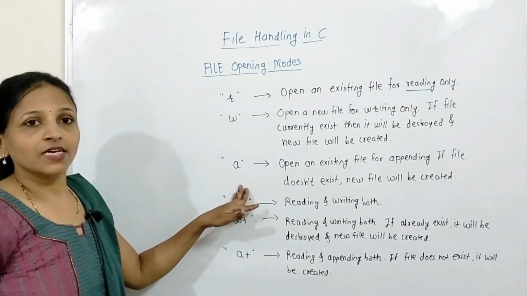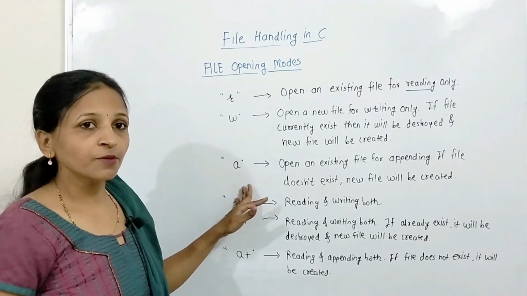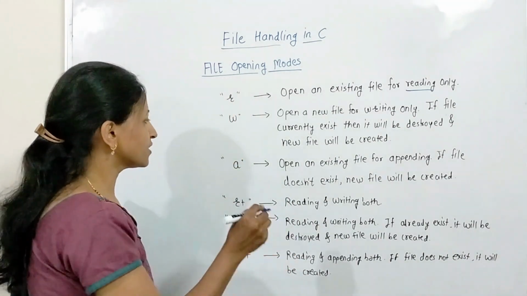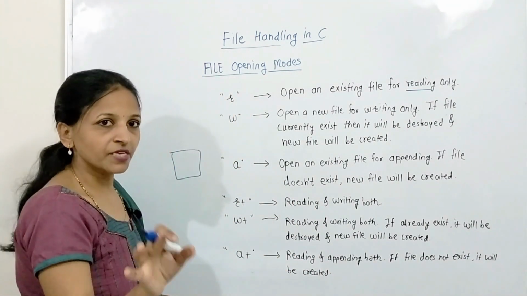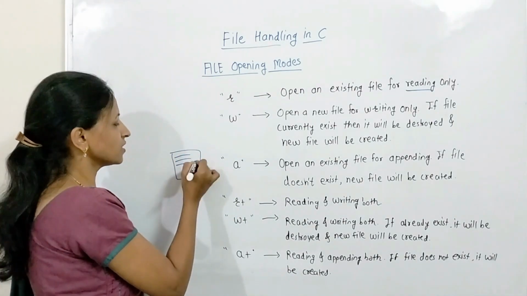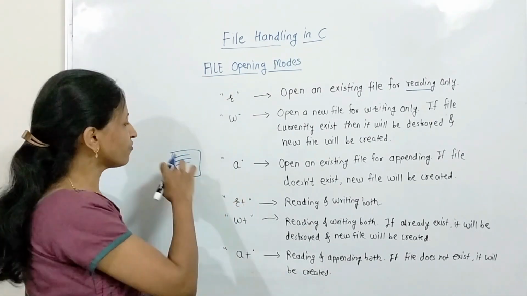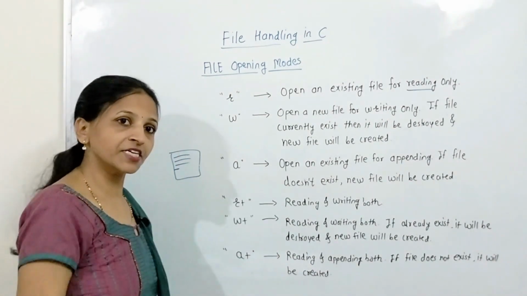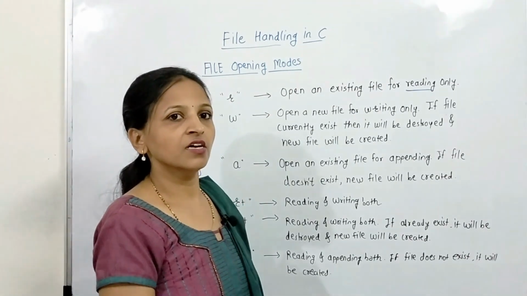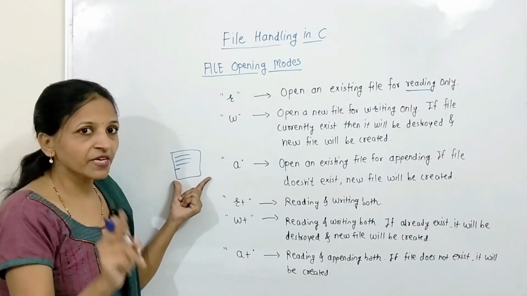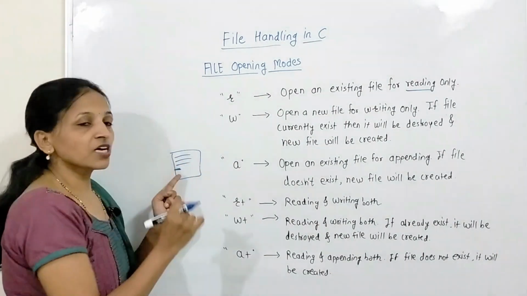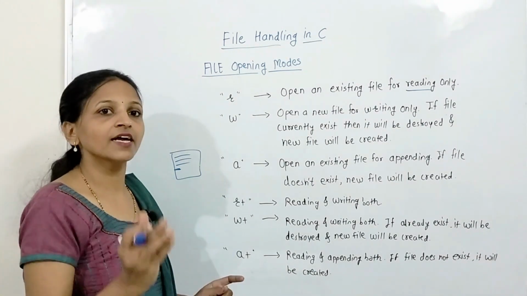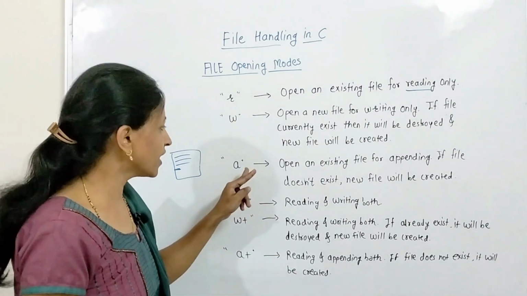The next mode is A. A stands for append. Appending means attaching new contents at the end of the file. It will check whether a file, say abc.txt, is already present on the hard disk. If it is already present, it will open that file, and initially the cursor will be at the end, because appending means writing contents at the end of the file. From there you can write the contents inside that file if you have opened it in A mode.